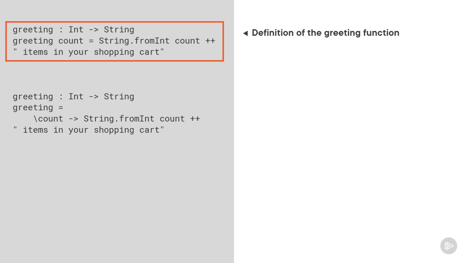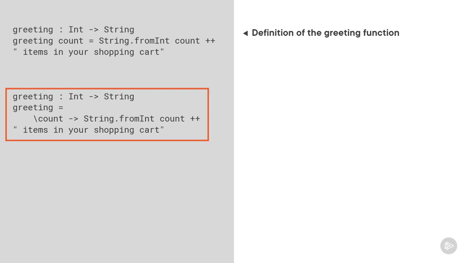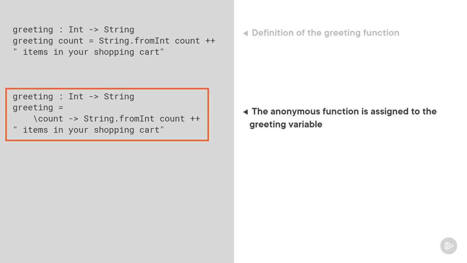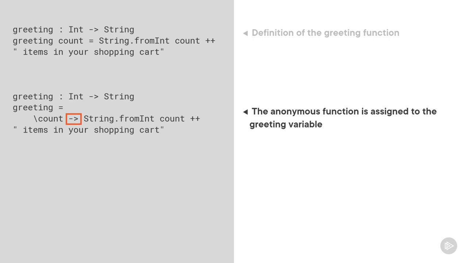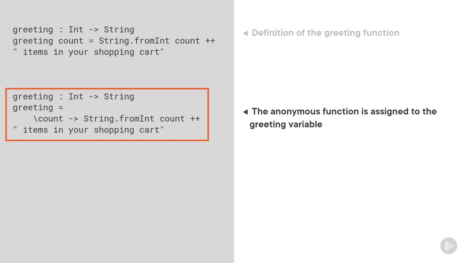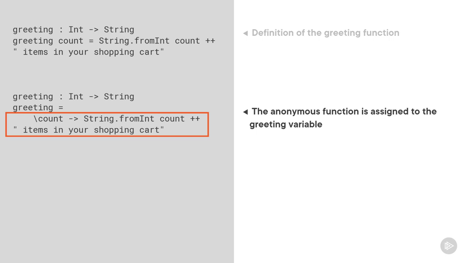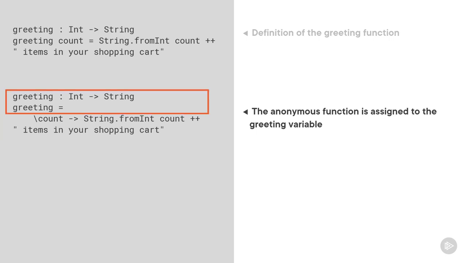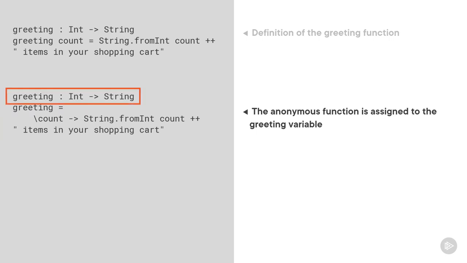Here is a function with the name greeting that has an integer parameter and returns a string. The equivalent anonymous function uses a slightly different notation. There is an arrow instead of an equal sign for its definition. The parameter has a backslash, which signals its use for defining an anonymous function. In this example, the anonymous function is assigned to the greeting variable, which can now be used as a function that accepts an integer and returns a string.